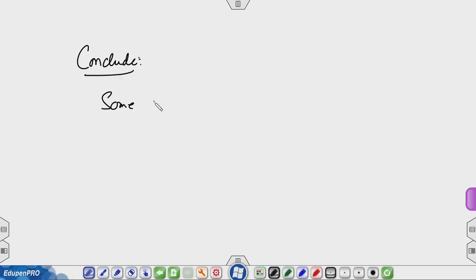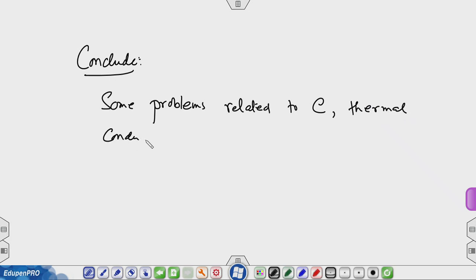Some problems related to C, thermal conductivity, theta_D, U processes, and on simulation.